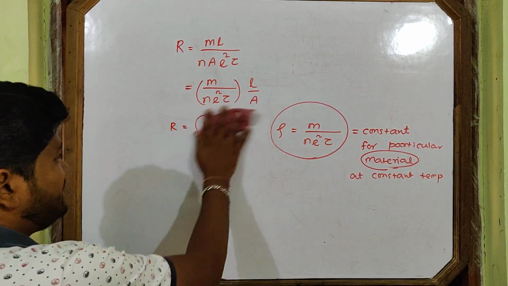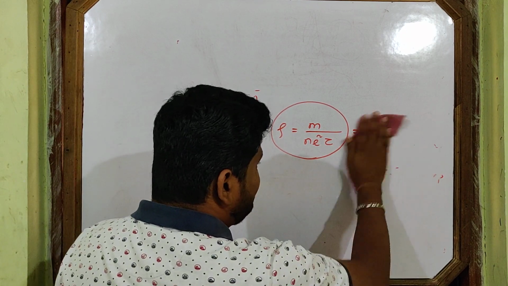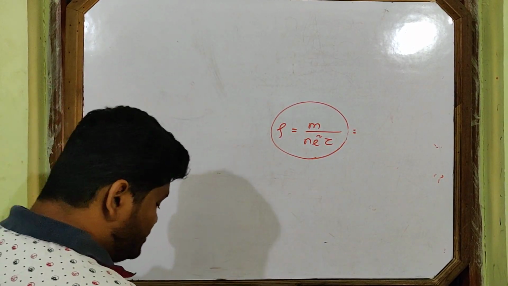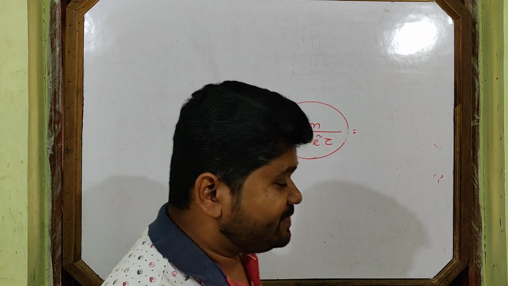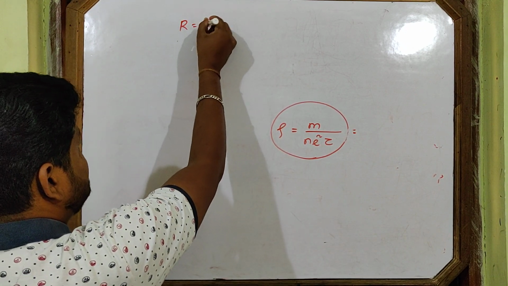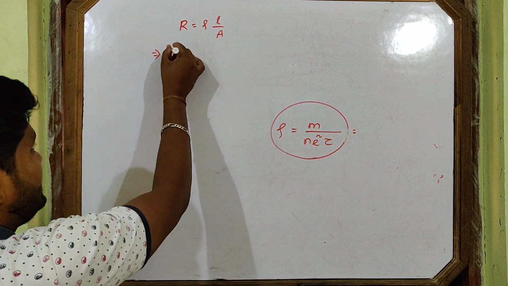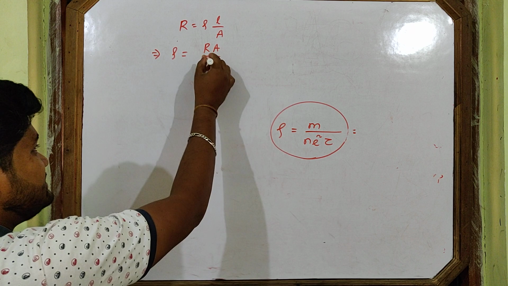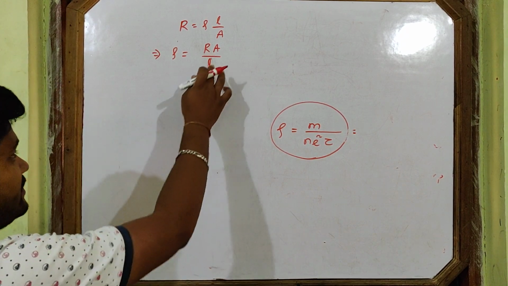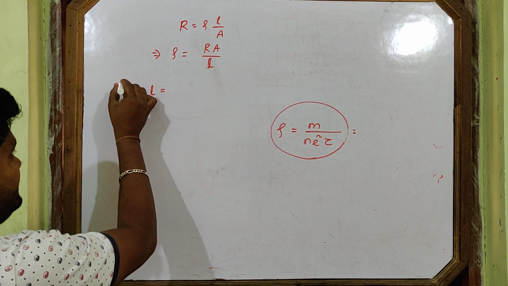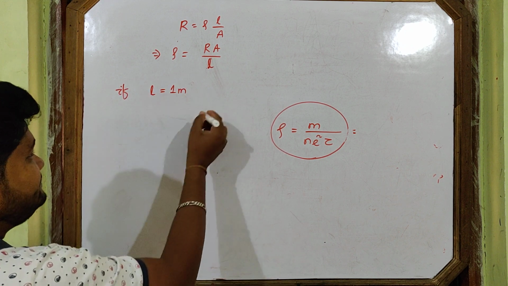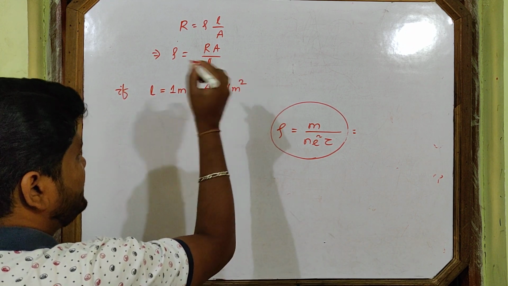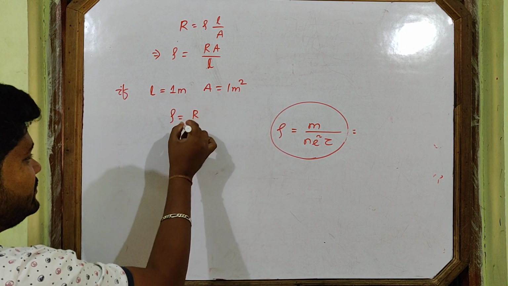Sometimes in the exam, the question comes to write the definition of specific resistance. What is the definition of resistivity or specific resistance? We will write the definition from this formula. R equals rho L by A, so rho is equal to RA by L. So we will write the mathematical formula here. If A is 1 meter square, then what is the value of rho? Rho is equal to R.